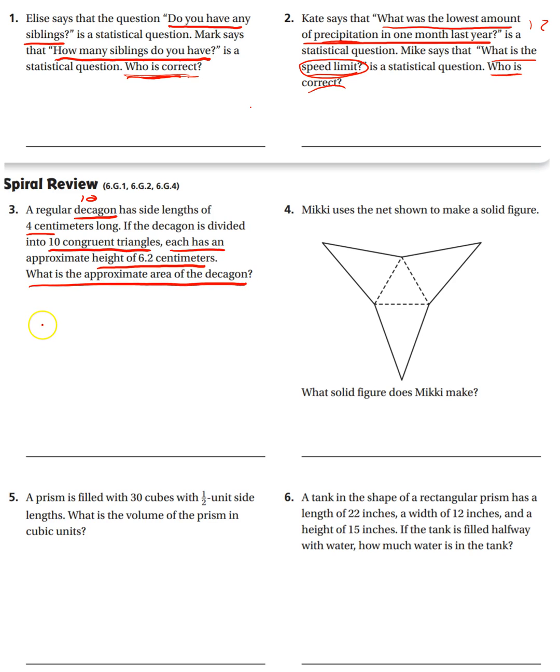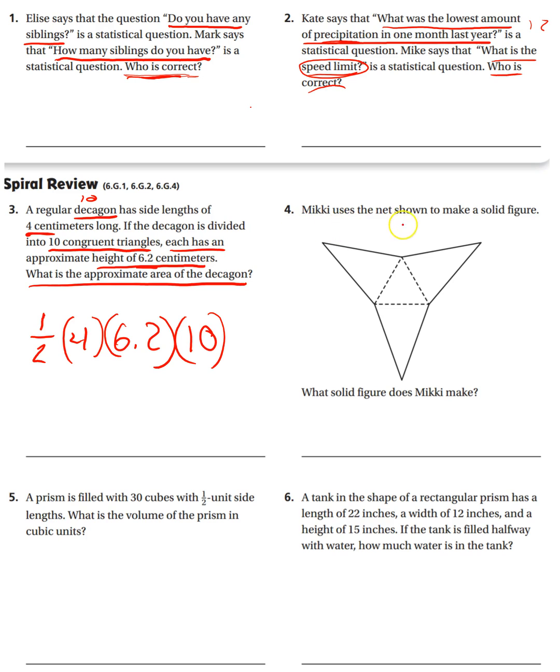So, we have triangles. We have 10 triangles. Area for a triangle is 1/2 times the base. Base is 4 times the height, 6.2. And then we have 10 of them, so we're going to multiply it by 10. Do that math and you got your answer.